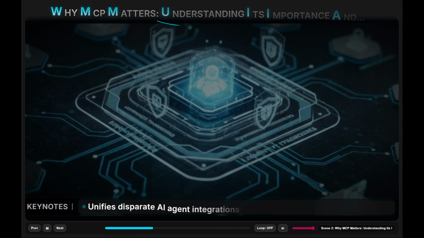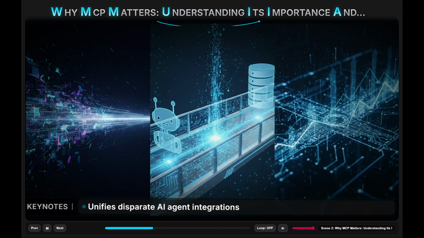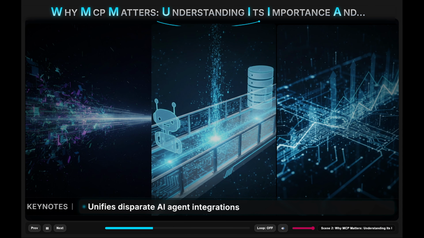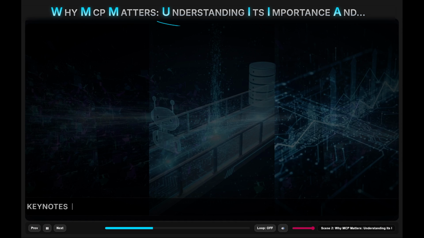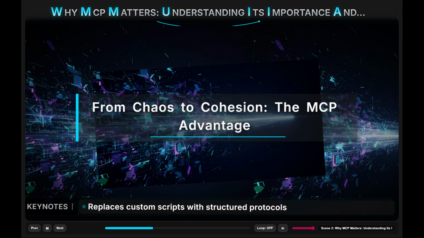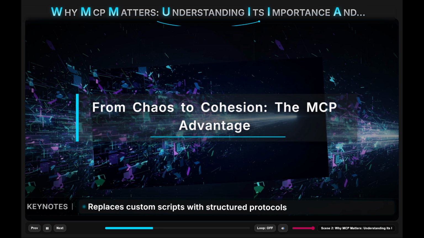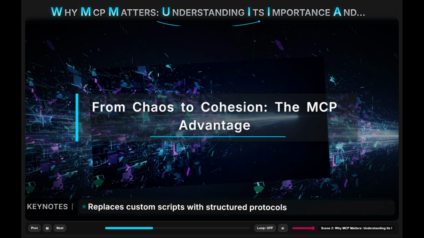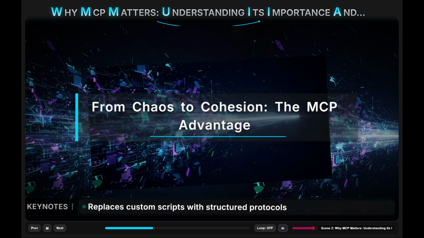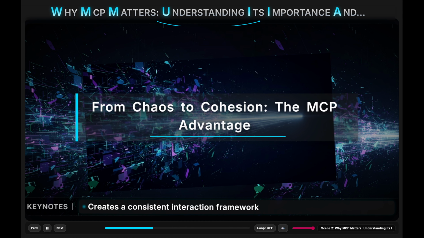Last time, we unpacked what MCP is, a secure bridge for your AI agents. But why does MCP truly matter? Why is it becoming the conversation everyone's having? Before MCP, many organizations found themselves grappling with a fragmented, inconsistent approach to integrating AI agents. Think about it. Custom scripts for every new tool, different authentication methods, a constant scramble to keep everything talking to each other. It's like trying to build a complex structure without a unified set of architectural drawings.